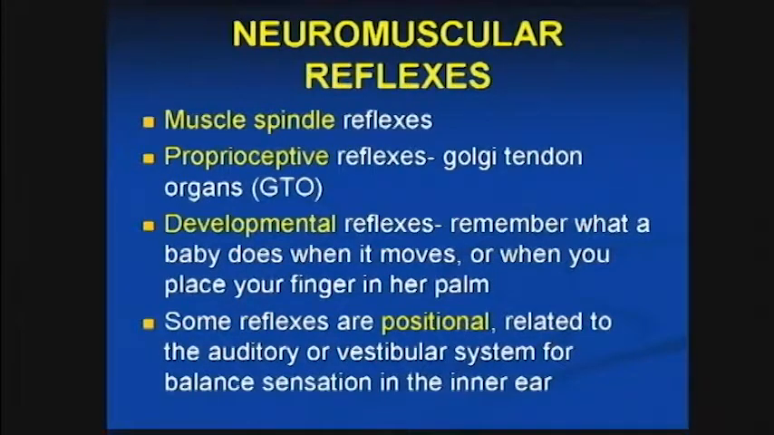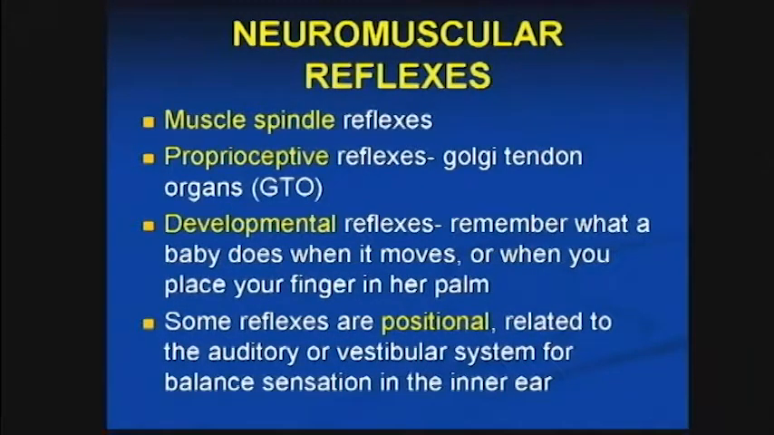The muscle actually is getting a quick little stretch by the tapping of the hammer, stretching that tendon. And of course, that message goes into the spinal cord and says, hey, protect yourself from being torn. You're being stretched really fast. The muscle contracts. It's muscle spindle reflex. There's proprioceptive reflexes, such as Golgi tendon organs. We'll talk about the little organs that live in the tendons.